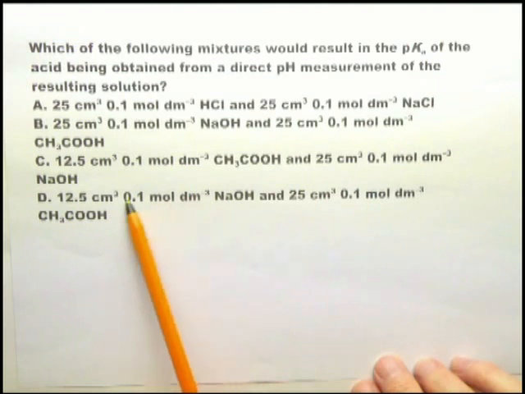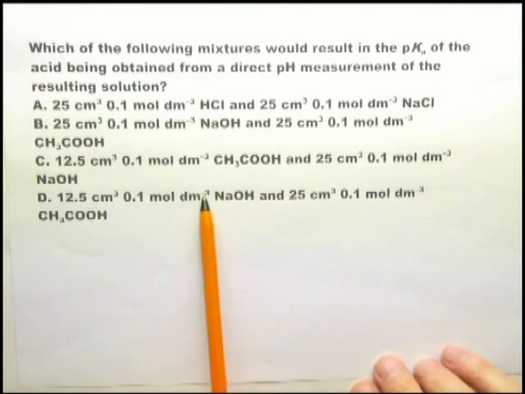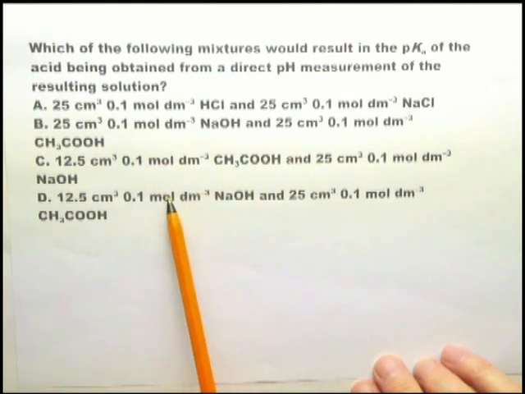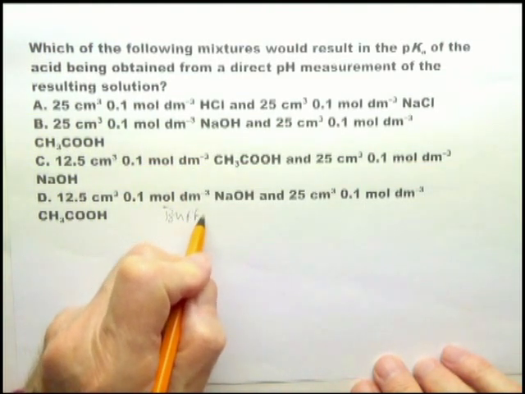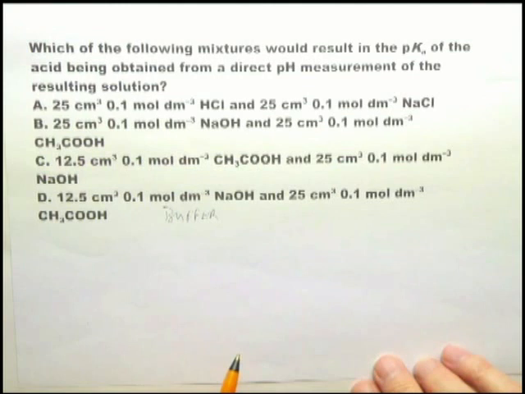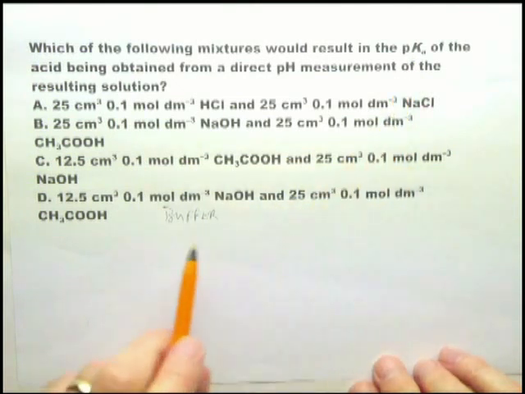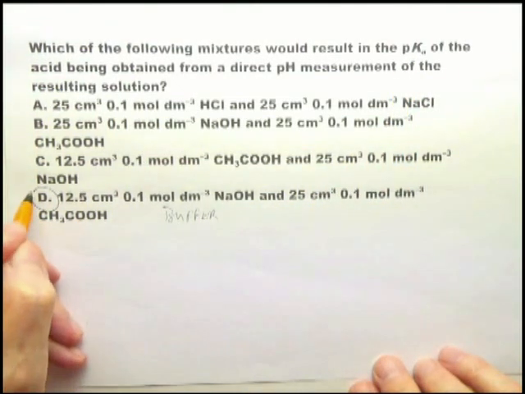So that leaves us the last one. We have twice as much ethanoic acid as sodium hydroxide of the same concentrations. Perfect for a buffer. That's a buffer solution. In another question, they might have said which of these would form a buffer solution, in which case you would say this one. So this one forms the buffer solution. Therefore, when you measure the pH of this, you can get the pKa of this acid. So this is the answer.